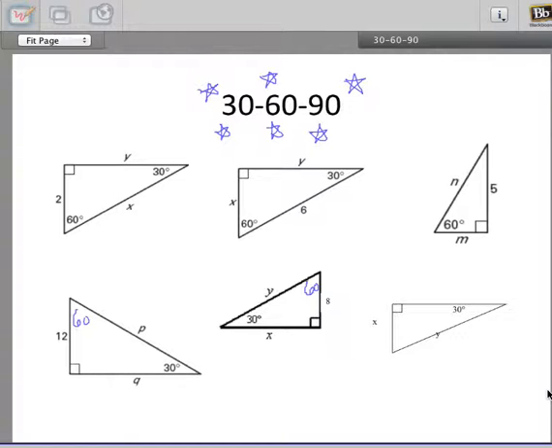All 30, 60, 90s follow the same pattern. And this is going to be the formula that you'll see on your formula chart. It'll have a 30, a 60, and a 90. Across from the 30 is going to be an x. Across from the 90 is a 2x. And across from the 60 is an x radical 3. That'll be the pattern that you're given on the SAT formula chart and on my formula chart for your midterm.